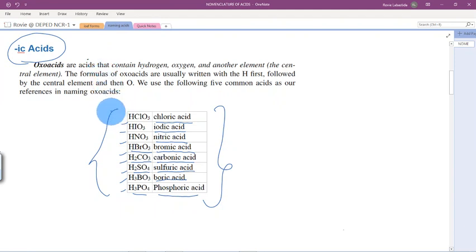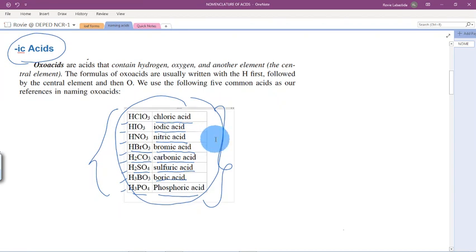Sometimes in chemistry, there's no other way to learn but to memorize some of the references. So I want you to memorize these ic acids so that you will be able to navigate properly the diagram that I will show you. That will help you in naming acids.